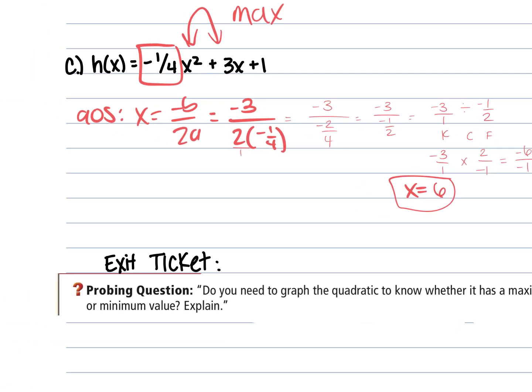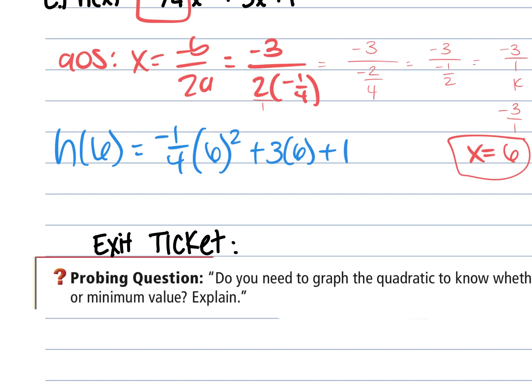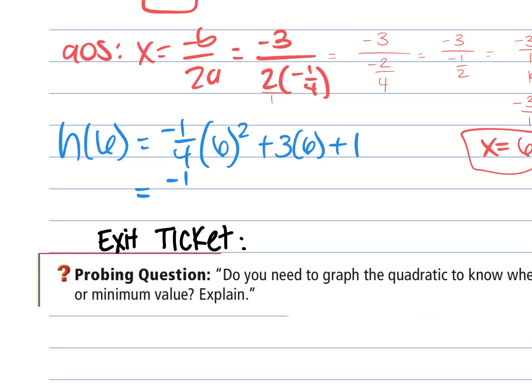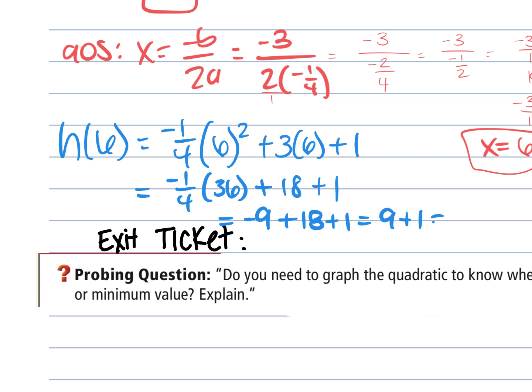Okay, so what are we doing with that 6, peeps? Plug it in. So we're going to take h of 6 equals negative 1 over 4 times 6 squared plus 3 times 6 plus 1. What's 6 squared? 36. So it's negative 1/4 times 36 plus, this is 18, correct? And then plus 1. What's 1/4 of 36? Not 8. It's 9. Very good. So it's negative 9 plus 18 plus 1. That's going to be 9 plus 1, which is 10.